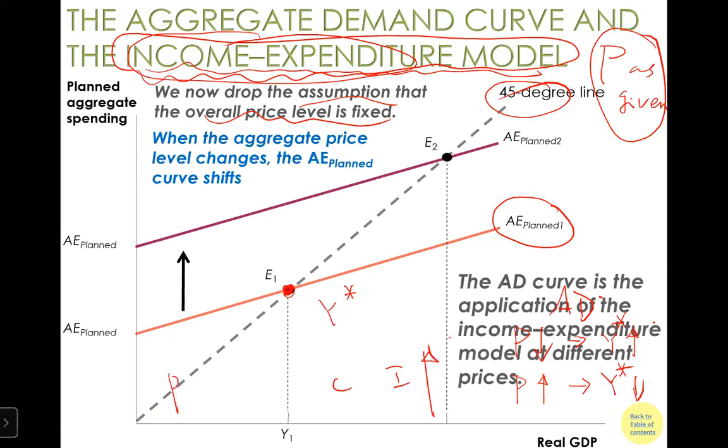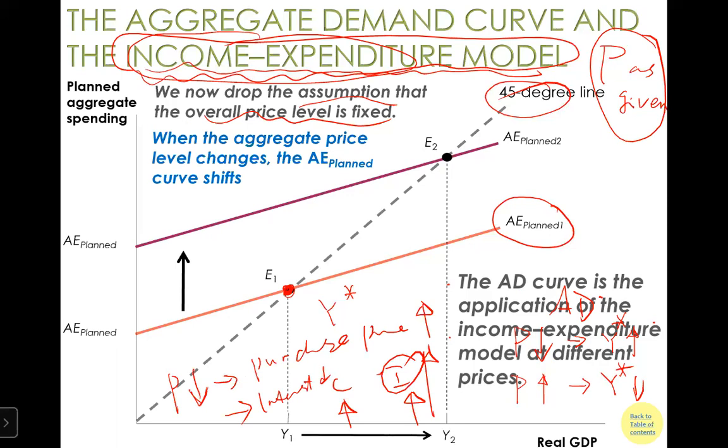Why? Because if the price declines, your purchasing power increases, and then your C increases. P decrease is going to lead to interest rate decrease. That leads to I increase, right? So this curve is going to shift up.